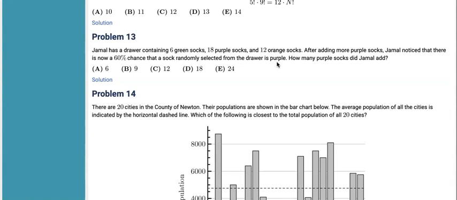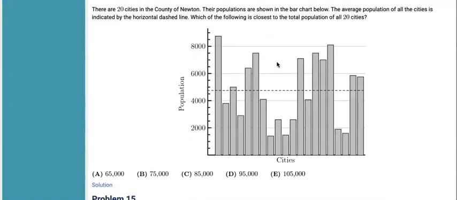Let's just check that over. If he adds 9 purple socks, then there's a total of 45 socks. And he has 27 purple socks, so 27 over 45. That's 3 over 5, 60%. So Jamal added 9 purple socks. So there's B.